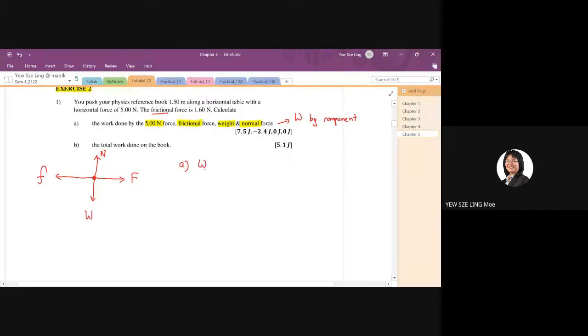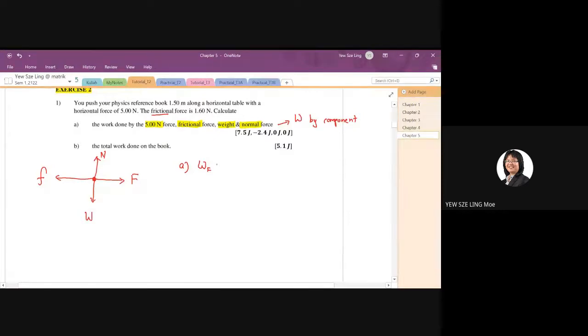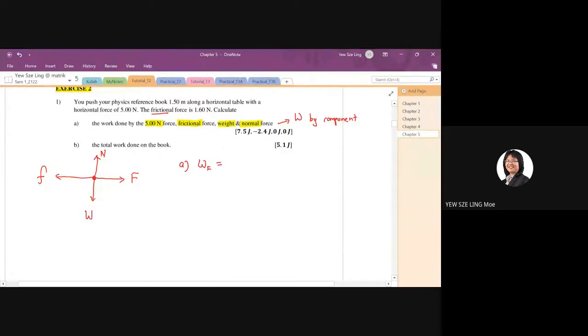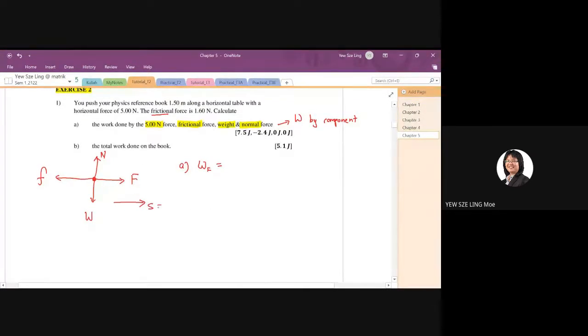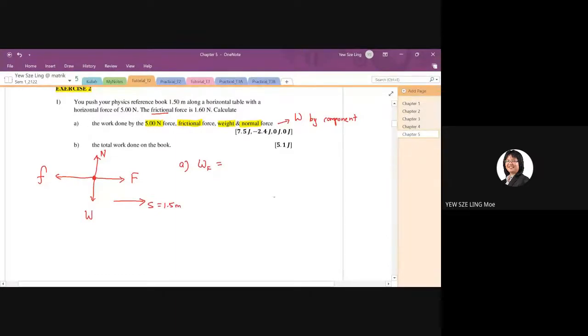So W by the external force, 5 Newton force, equals to, now one thing is missing in my diagram. So what is the S? Okay, S is going towards the direction that is same as my external force. So S is going to the right. Okay, and S is equals to 1.5 meter. Okay, so let me change the color.